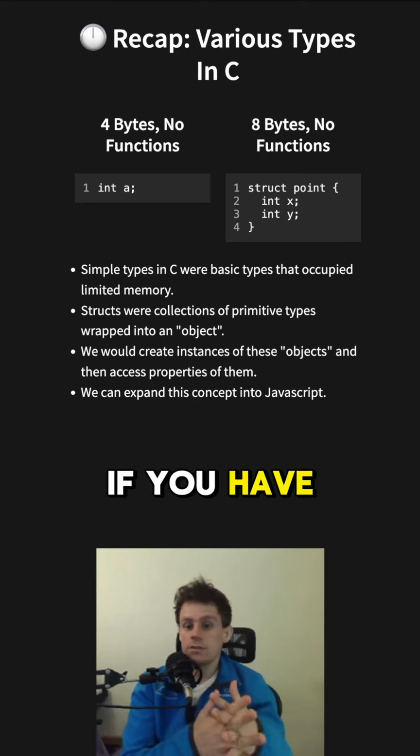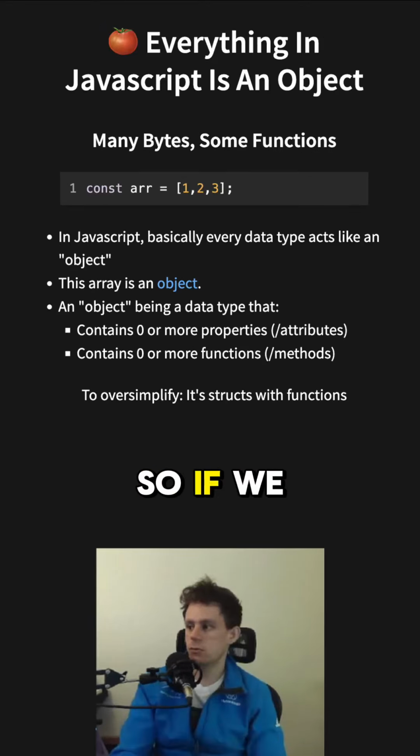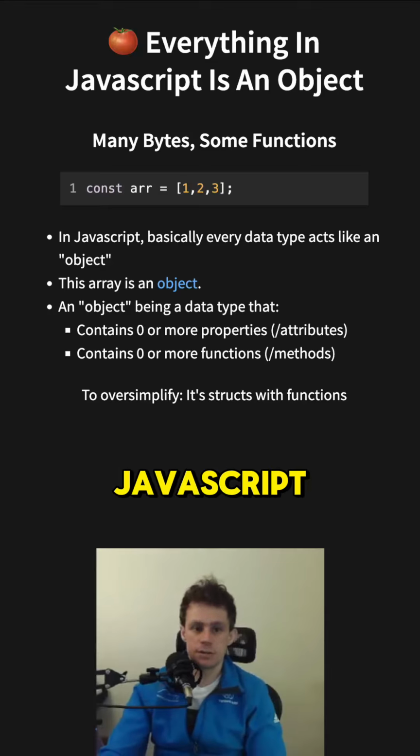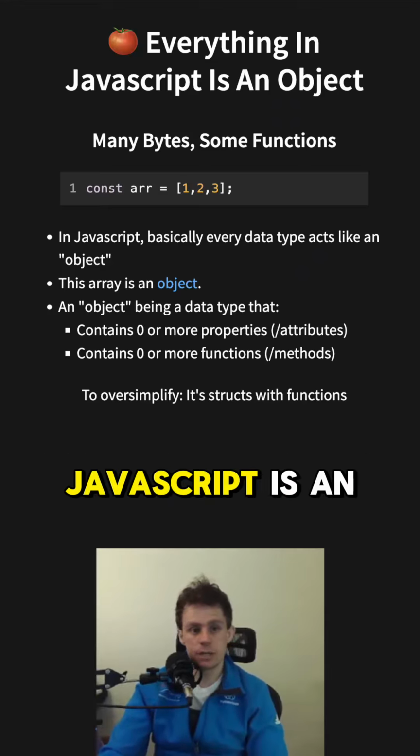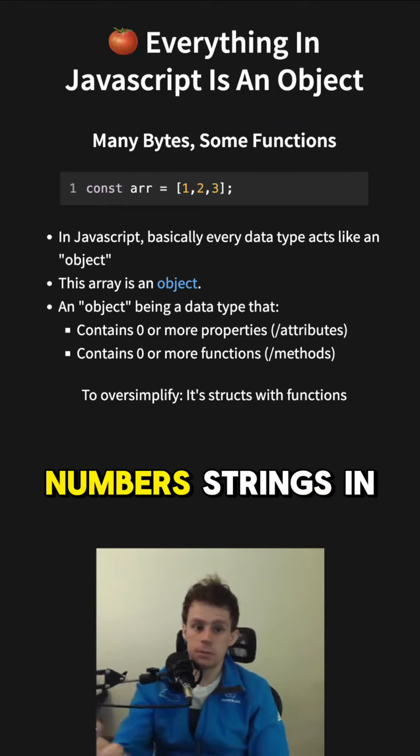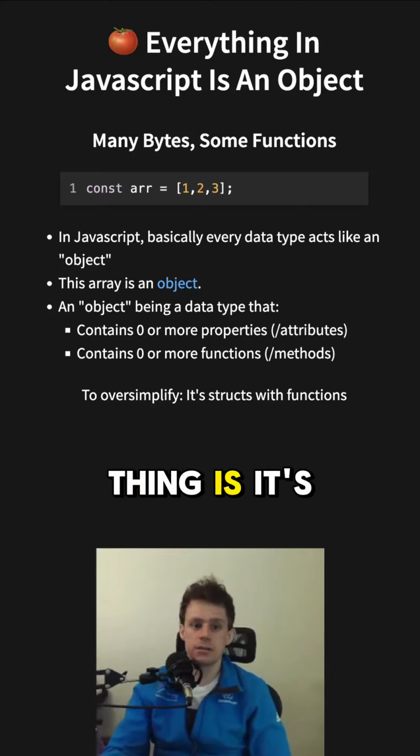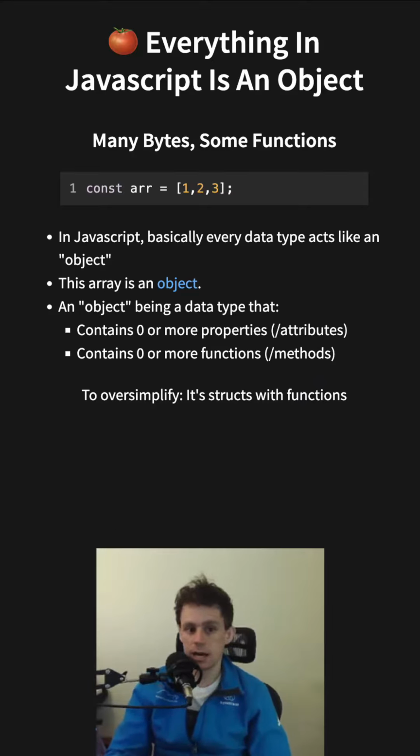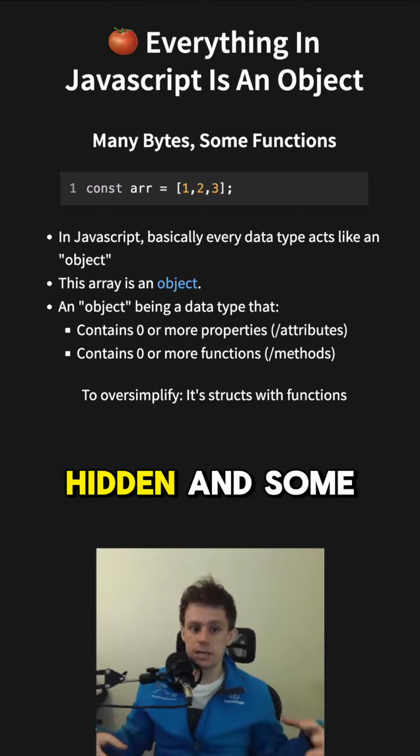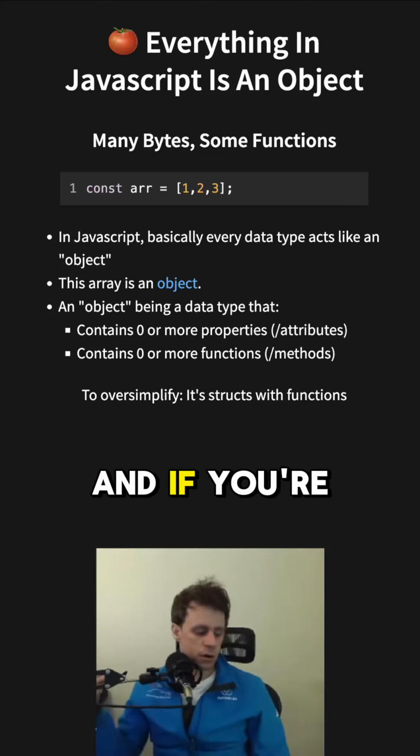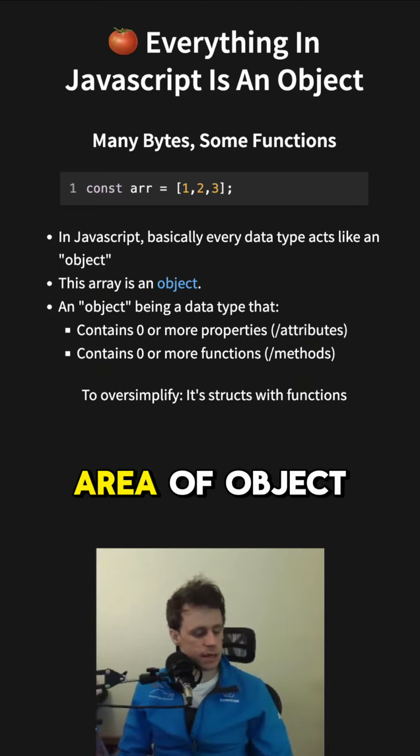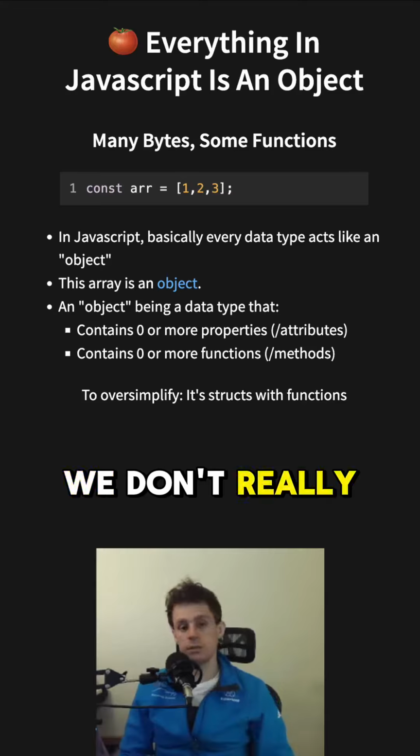In C, if you have something like an int a, it's just 4 bytes. So if we try and expand this concept into JavaScript, nearly everything in JavaScript is an object. The arrays, numbers, strings, in fact, every kind of thing is. It's not just made up of the underlying data, it's often made up of some other hidden properties and some functions as well. And if you're not sure what I'm talking about, this starts to get into the area of object-oriented programming. We don't really do any of that in this course.